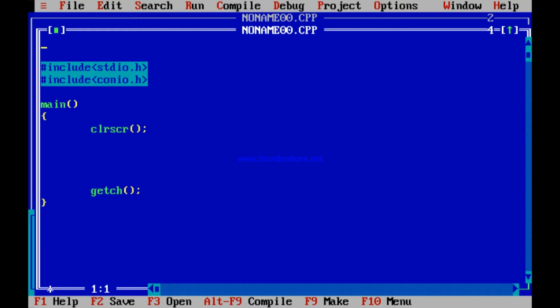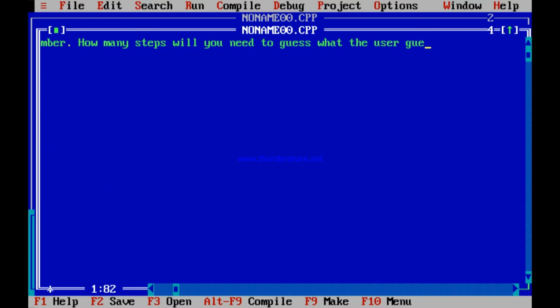The program that I take up now can be a little tricky. Well, what is it? It is that the user will guess a number. Now that is interesting. Guess a number means the user will not input that number to the program. The user will guess a number. How many steps will you need to guess what the user guessed?